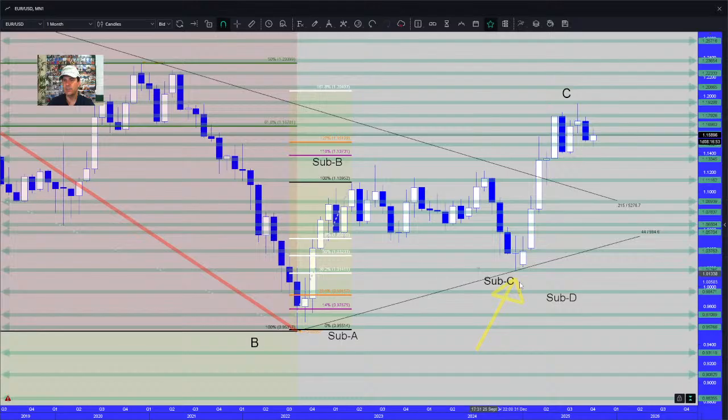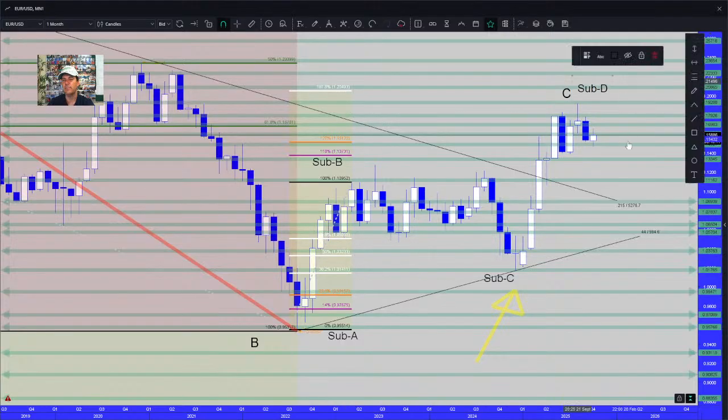The third circle is the sub C, correct? So, which one is the sub D now? Of course, white goes to white, right? White goes to white, so our sub D extension is up in here, right?